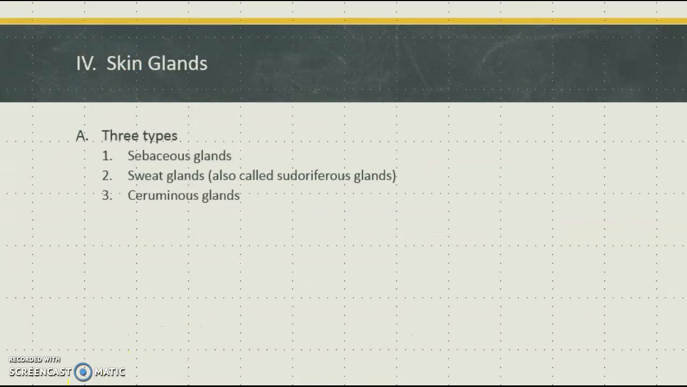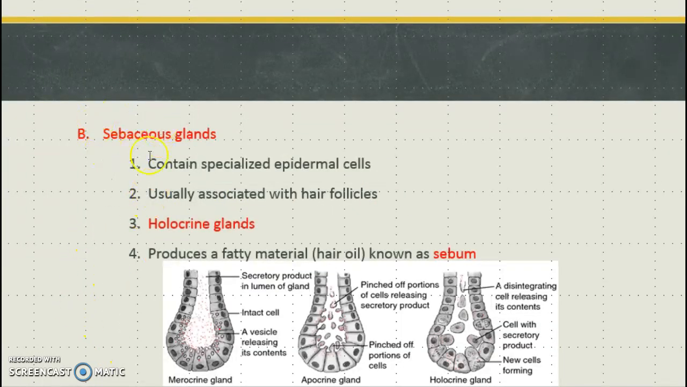The last accessory structure that we're going to be covering are the glands of our skin, and there are a couple different types. There are sebaceous glands, sweat glands, which are also known as sudoriferous glands, and then there are ceruminous glands. So let's check them out. The first that we're going to talk about is sebaceous glands.